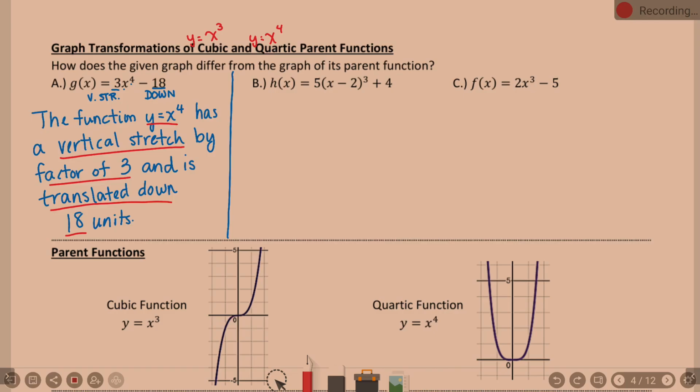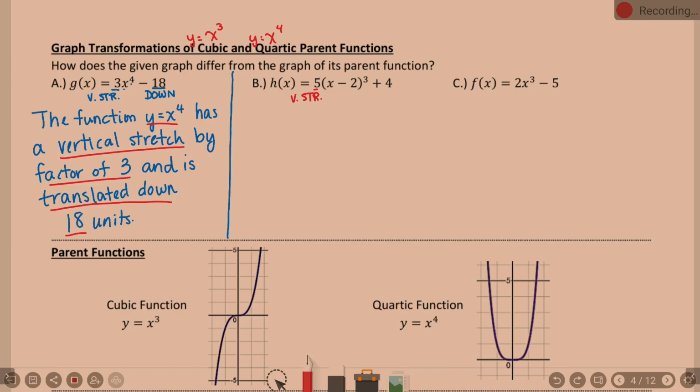Okay, B. Start thinking about what transformations you have there. What are your thoughts on B? Okay, it has an A value. An A value, according to up top, is a vertical stretch or compression. What is 5? A stretch because it's bigger than 1. Yes? So that's a vertical stretch.